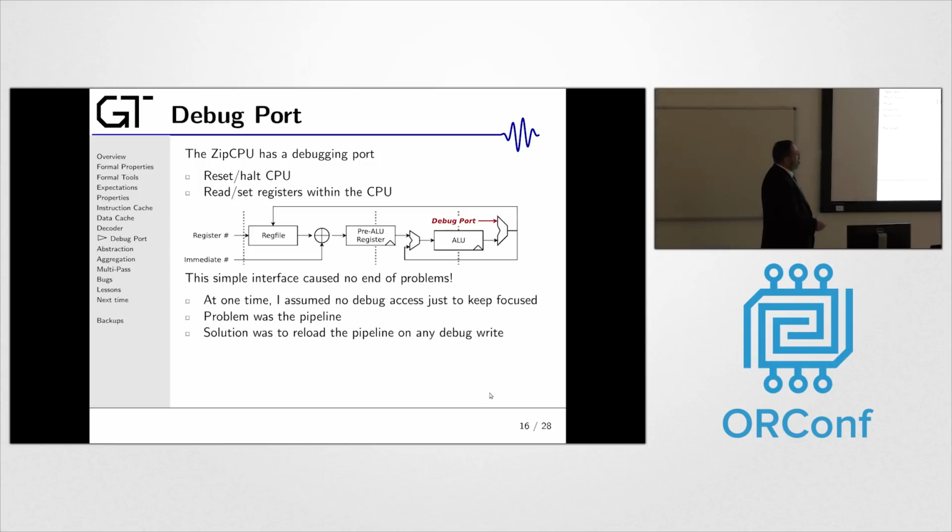Yeah, no end of problems. I thought it was so simple when I was building it. I discovered it wasn't nearly as simple as I thought it should have been. The problem was the pipeline. My solution was anytime you rewrite something to that debug port, just reload the pipeline. You're slow anyway. You don't have to be fast when the debug port's in process.